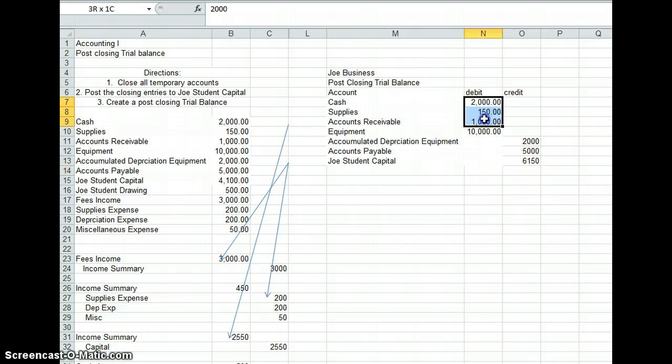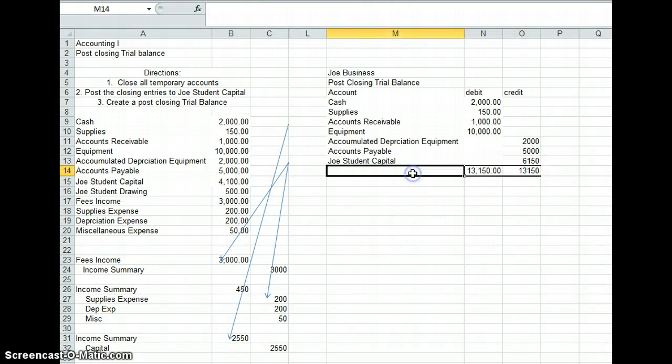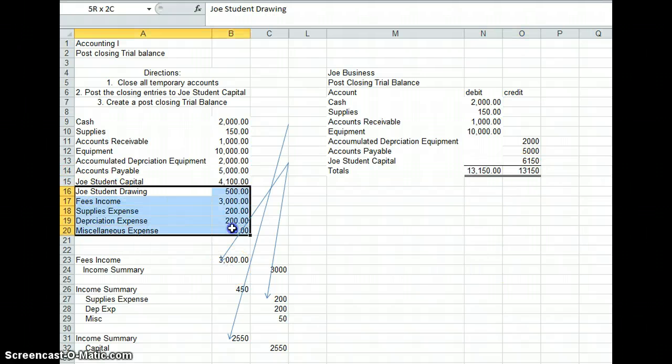Now I need to be certain that my debits equal my credits, so let's add them up. And I have $13,150 and $13,150. So that becomes my total. My debits equal my credits. So we can have some measure of happiness that they are correct. And it's also called a post-closing trial balance because we do it after closing to make sure that we are still in balance, debits equaling credits, after we close all of these temporary accounts and they become big zeros.